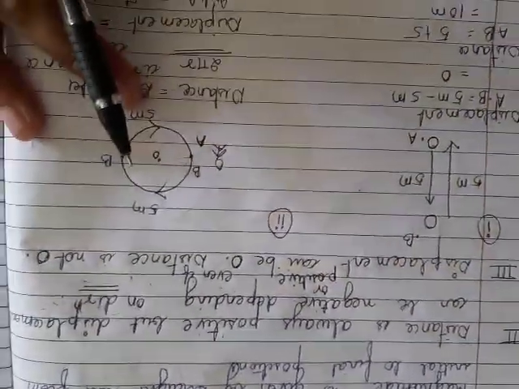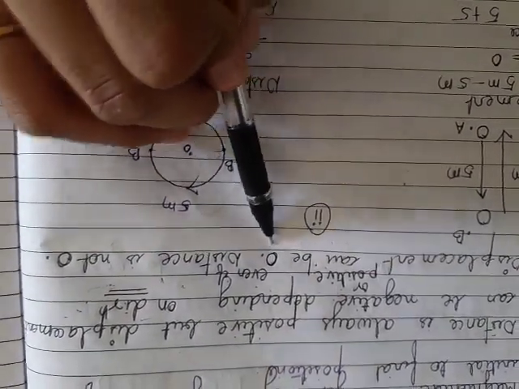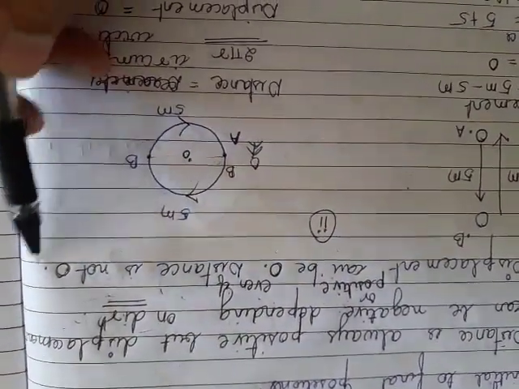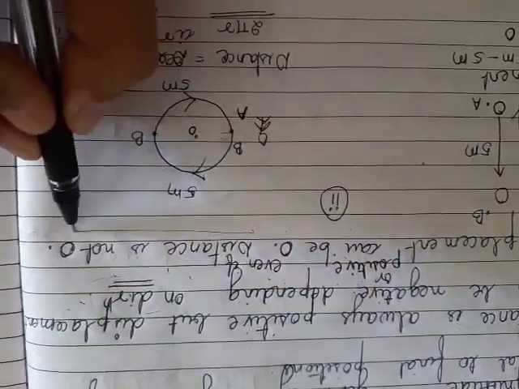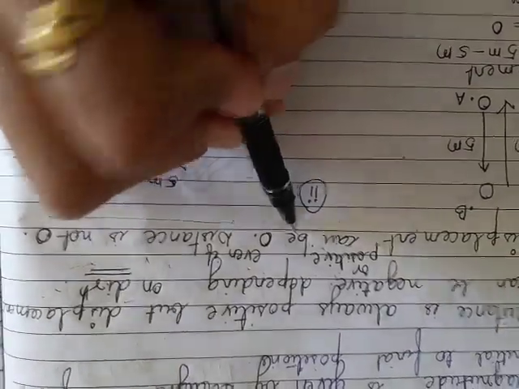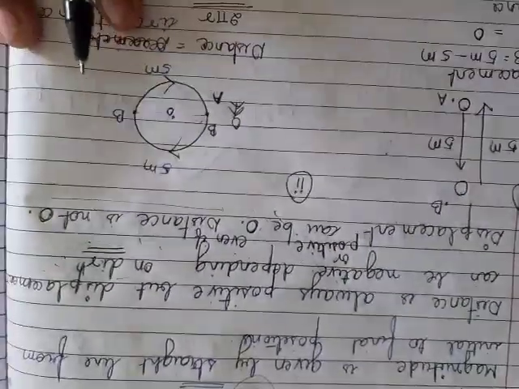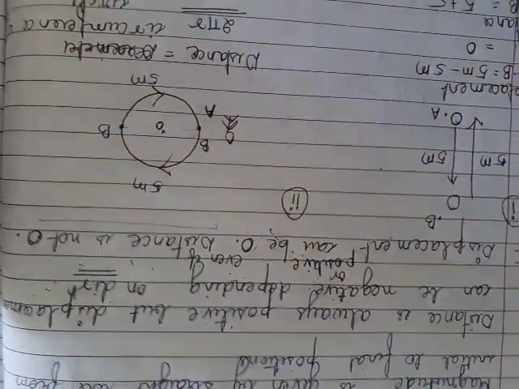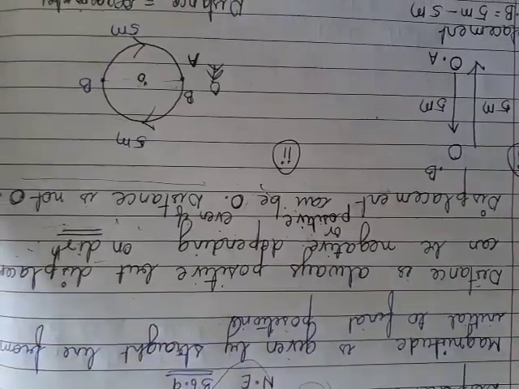Then the third point: displacement can be 0 even if distance is not 0. Even if the distance is not 0, displacement can be 0. How can displacement be 0? Let us see. If a body after traveling comes back to its starting point, the displacement is 0, but the distance travelled is non-zero.